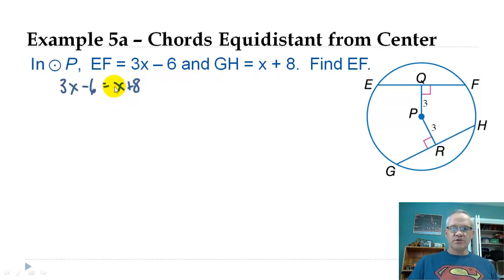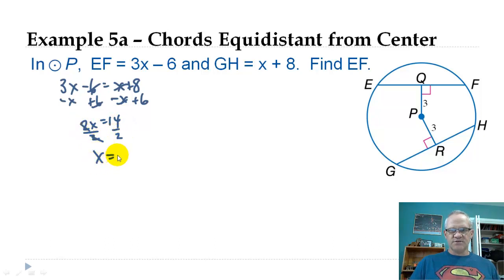And then, of course, we do a little algebra. Minus x, plus 6. So now I have 2x equals 14, divided by 2. And it looks like x is 7. Yay! But wait, it said find EF. Oh, okay. So that's not my answer. I got to go back and plug it in.